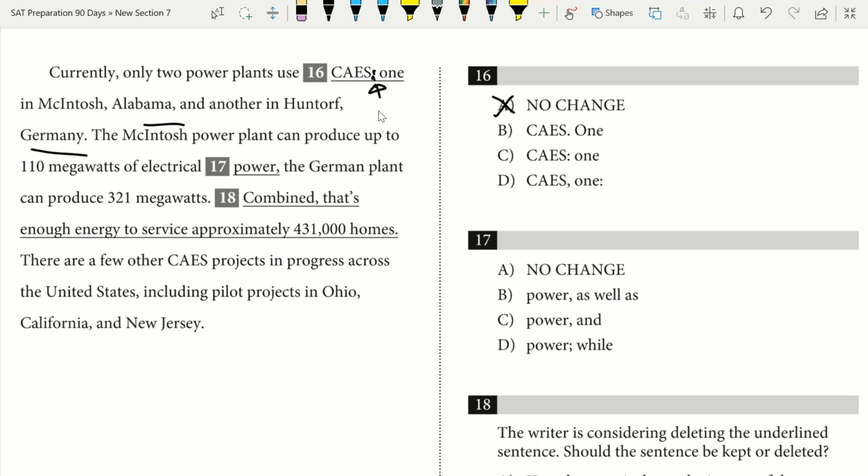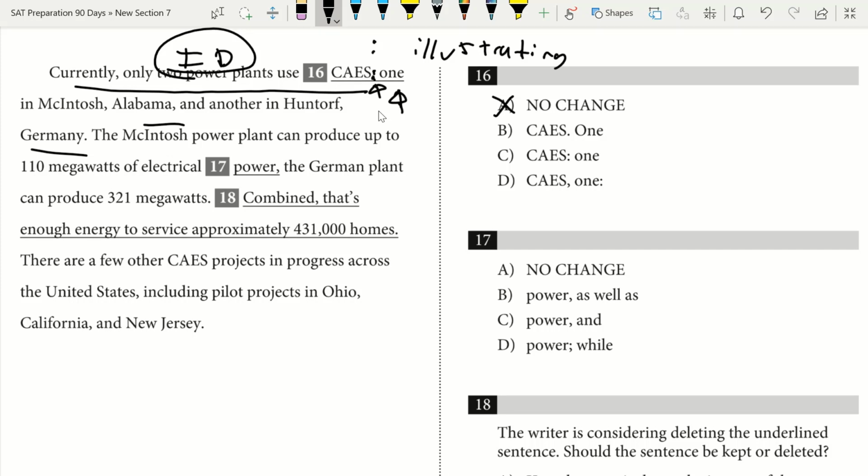and I totally misspelled that, so I'm going to rewrite that. Right? I saw that I was illustrating my idea that was in my first independent clause with what came after this punctuation here. So I had an independent clause here. Currently, only 2 power plants use CAS. Then I went on to illustrate those two power plants. So I'm illustrating that idea that came in my first independent clause. When I illustrate an idea that came in my first independent clause, I want to use a colon. So right away, I'm looking at C as my correct answer.